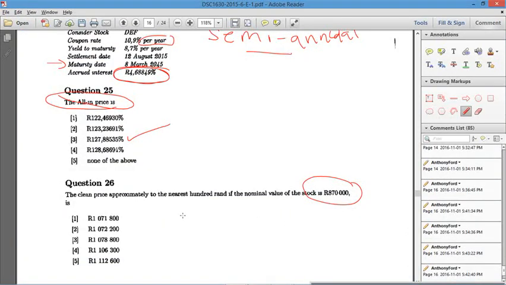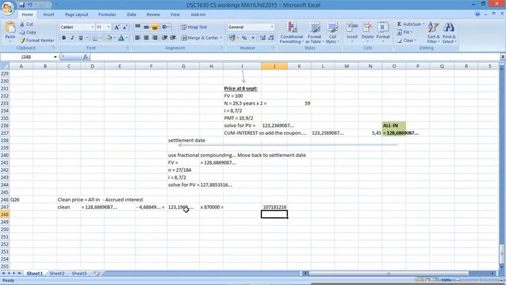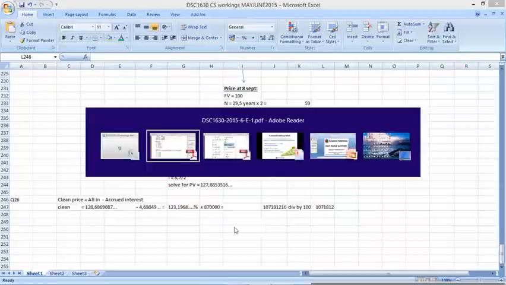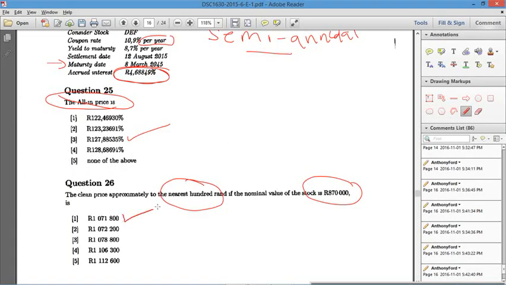They wanted to know what the... this was a percentage. That was the bond pricing convention. Forgot the percentage, so divide by 100. That number is very, very big, it's not as big in terms of the working. And I get 107,812. So if I round it off to the nearest 100 rand, I'm going to get option 1.